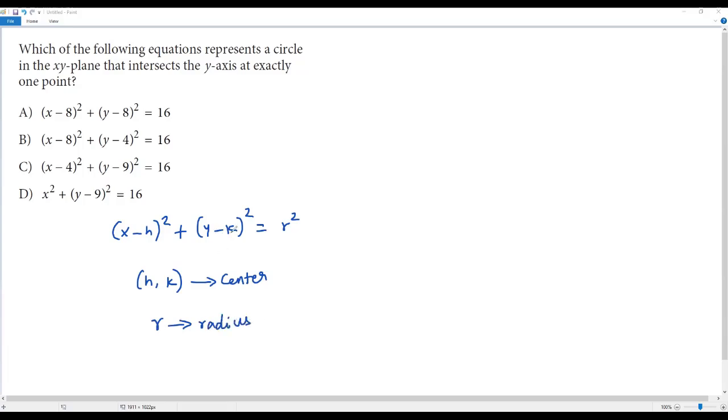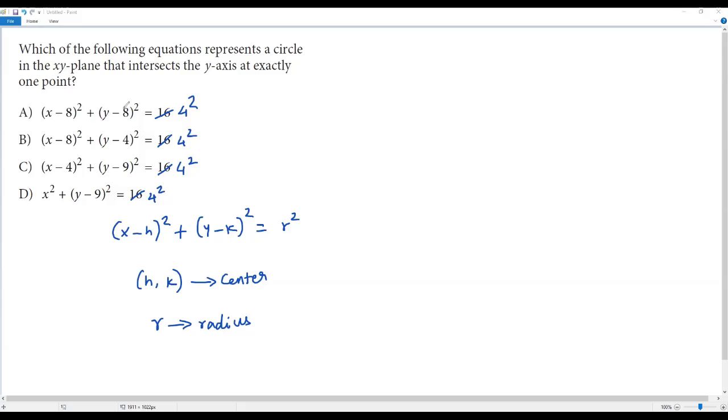Now here we must have a value that is squared on the right side, but in all four equations in the given answer choices we have just 16. So 16 can be written as 4 squared. For each equation in the given answer choices, the radius is just 4 units.